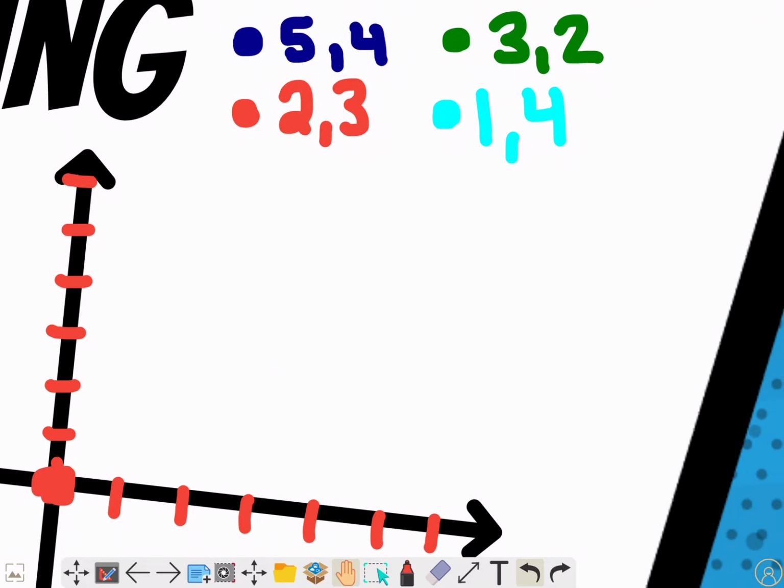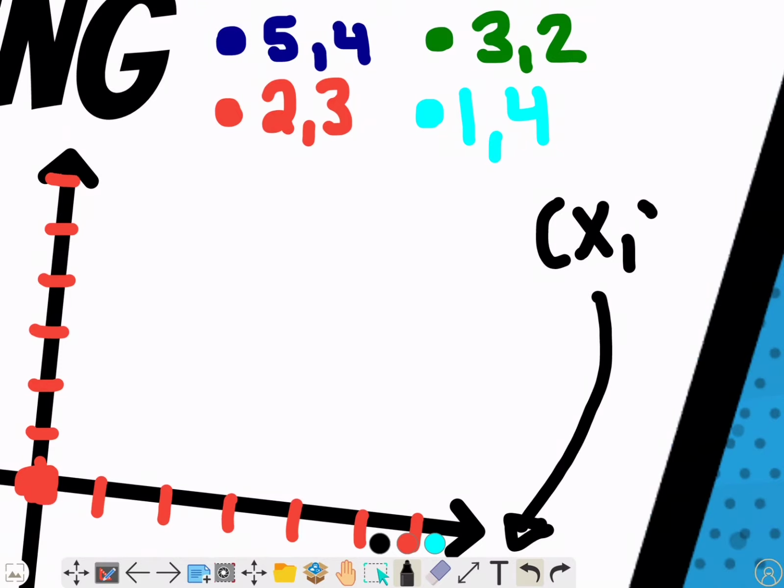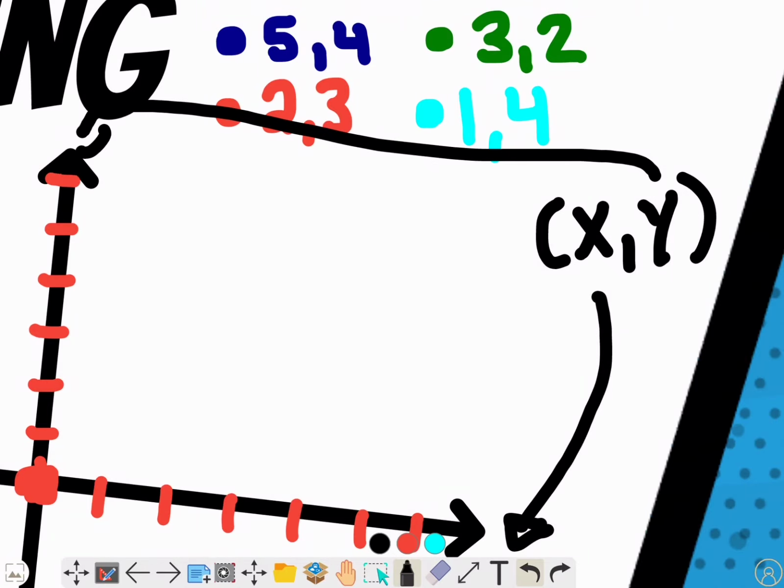Now remember, in all of these, your first number is your x-axis, which is this one, and your y-axis is this one over here. So you got to think, whenever you see the numbers, the first number is your x, the second number is your y. We're going to graph it in different colors.